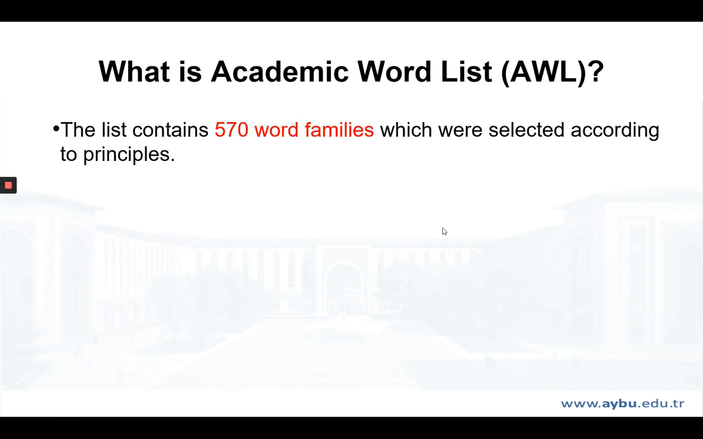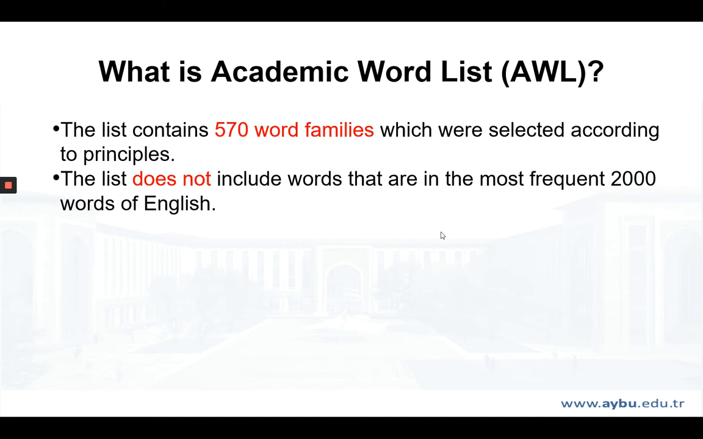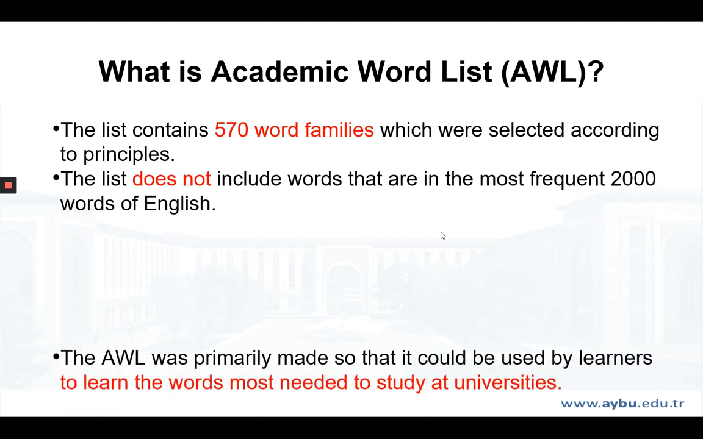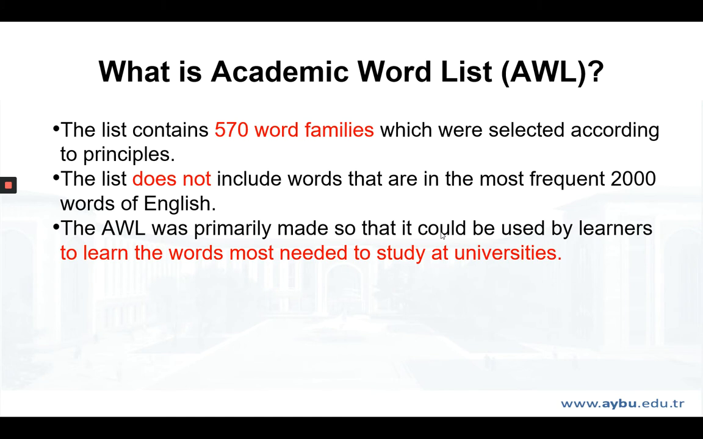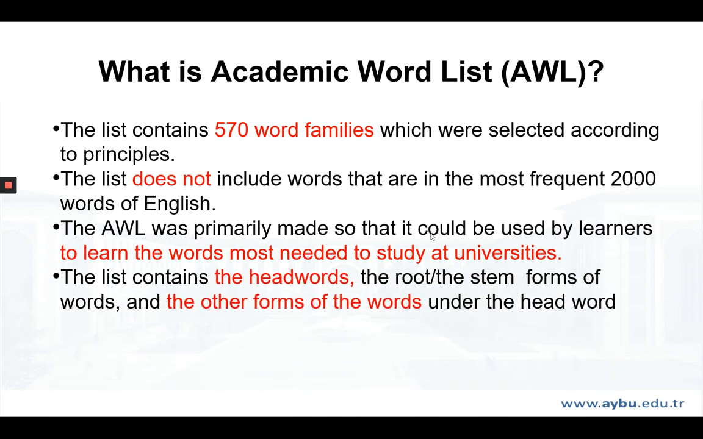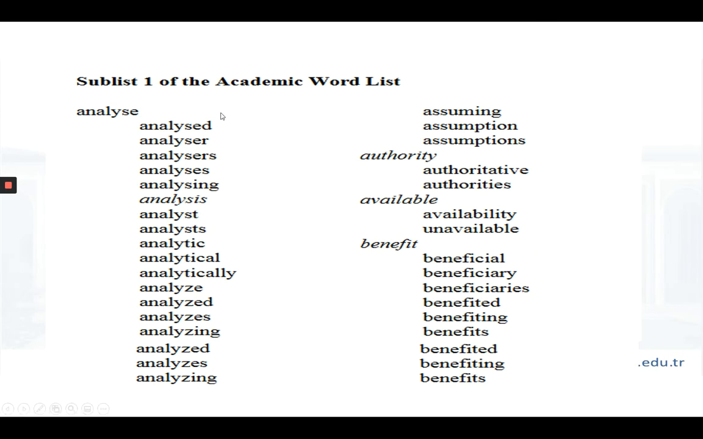What is academic word list? It's a list which contains 570 word families selected according to certain principles. The list doesn't include the most frequent words of English, and it was primarily made so that it could be used by learners to learn the words most needed to study at universities. The list contains the head words, I mean the root and stem forms of the words, and the other forms of the words under the head word.